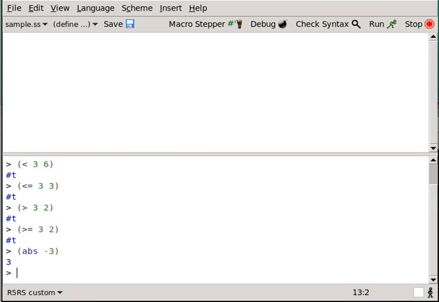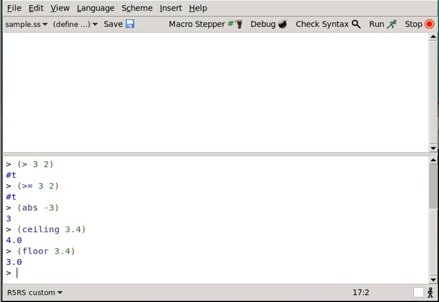That's like that. Ceiling, which is one you might not have heard of before. If you give it a decimal point number, it will round up. So 3.4 will round up to 4.0. Now how do you round down? What's the floor? Floor of 3.4.